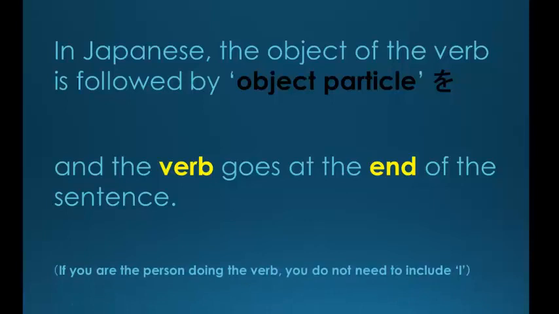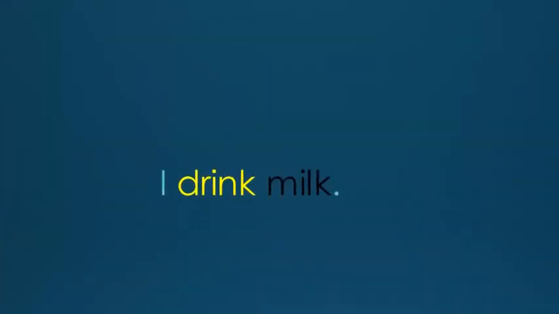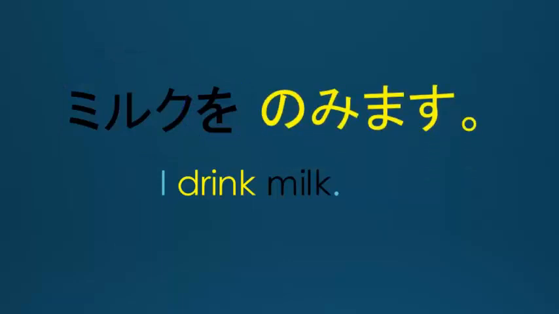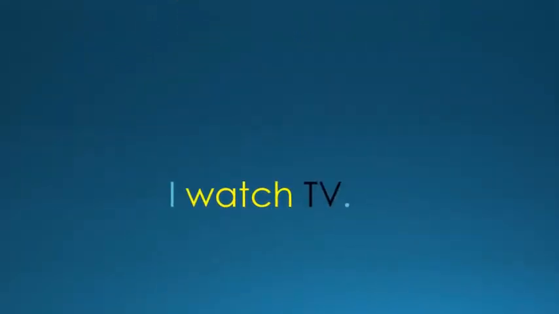If you're the person doing the verb, you don't need to include I, so you just need the object and the verb at the end. Let's have a look at how we'd say I drink milk. Milk is the object, so it's going to go before the verb. There's miruku, and there's object particle o following. Finally, we need drink, which is nomimasu. Miruku o nomimasu.